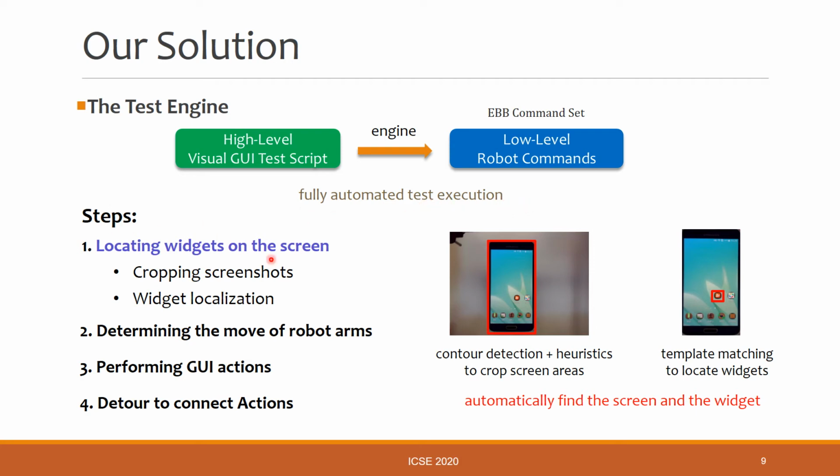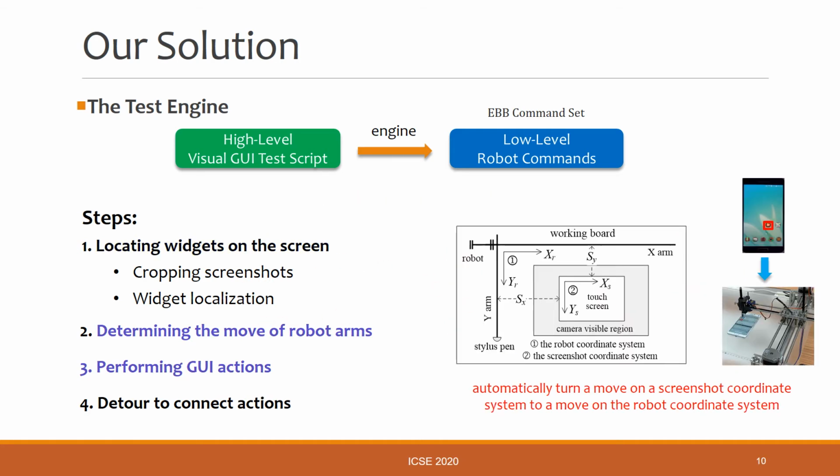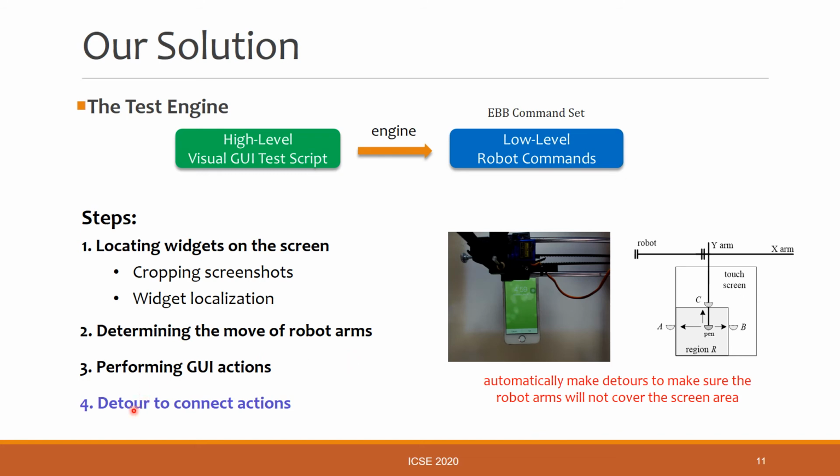It takes several steps to enable the test automation, including locating widgets on the screen, determining the move of the robot arms, forming GUI actions, and making a detour to connect different actions to ensure that the robot arms will not cover the screen between actions.